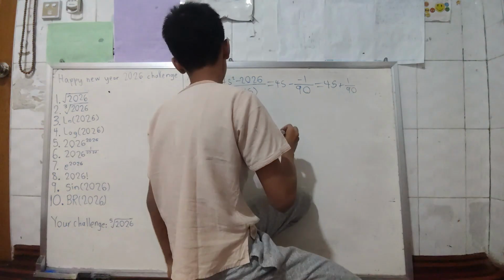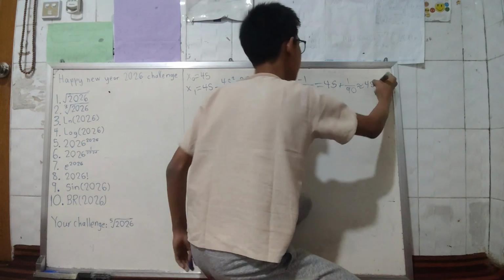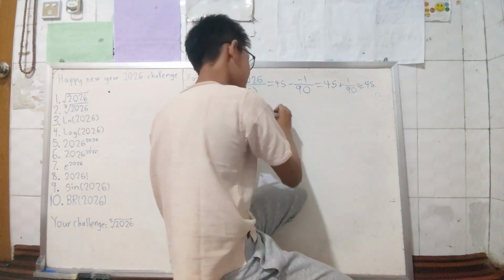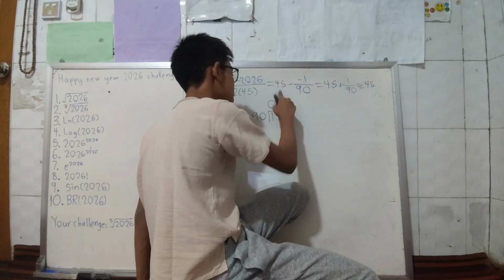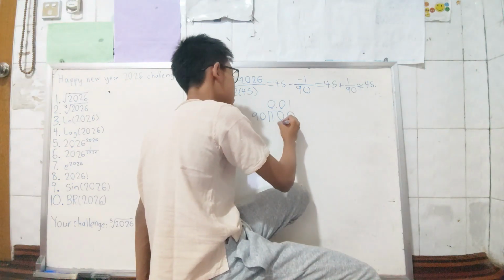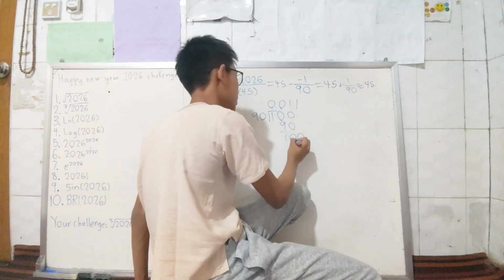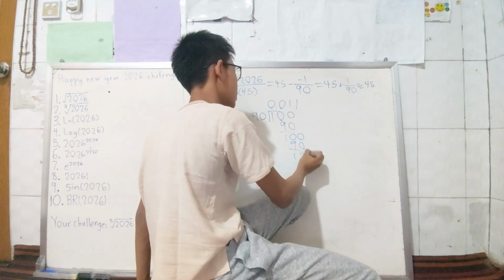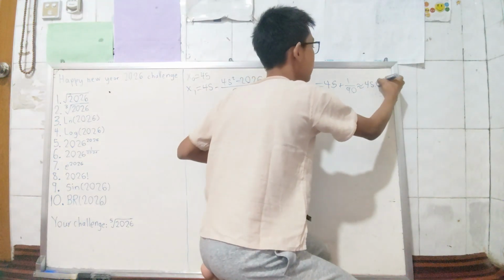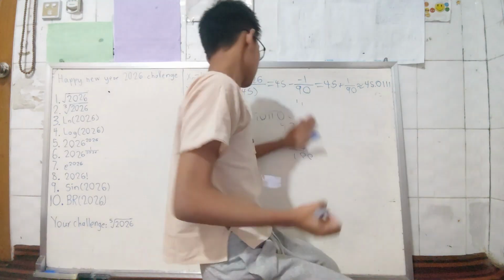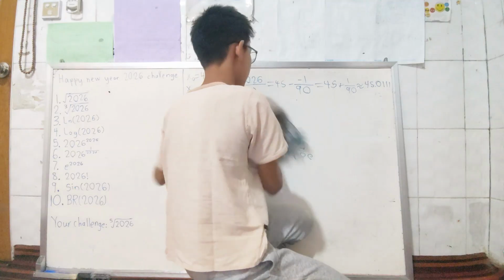Well, this is approximately 45 point something. But what's that? Let's check. So 1 divided by 90 is gonna be 0.01, 90 right there. 1, so that's gonna be 0.0111 repeating, so that's gonna be 45.0111. Okay, then we're gonna repeat that, but never mind.